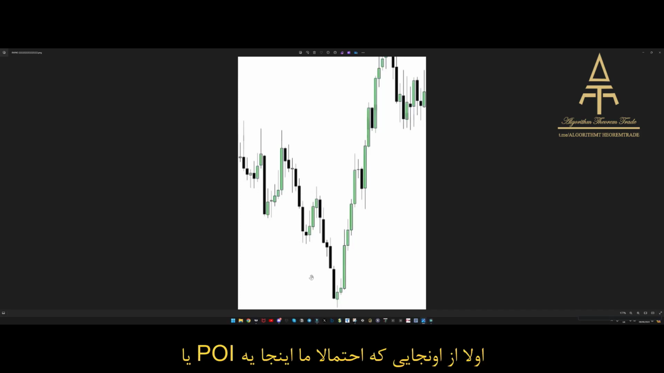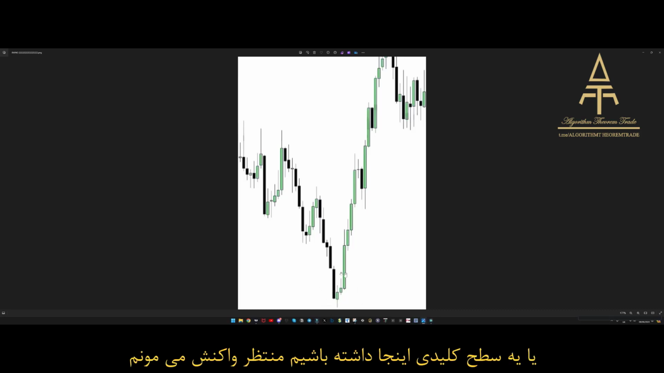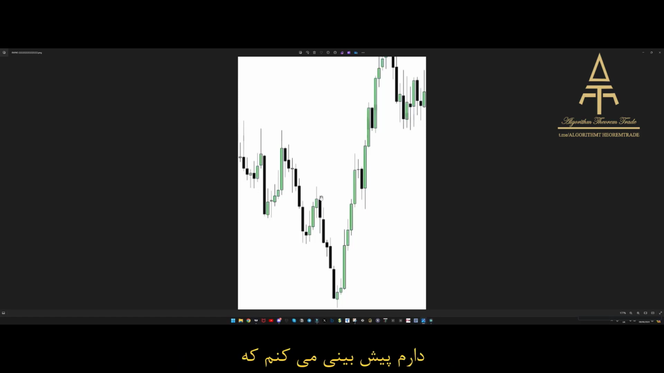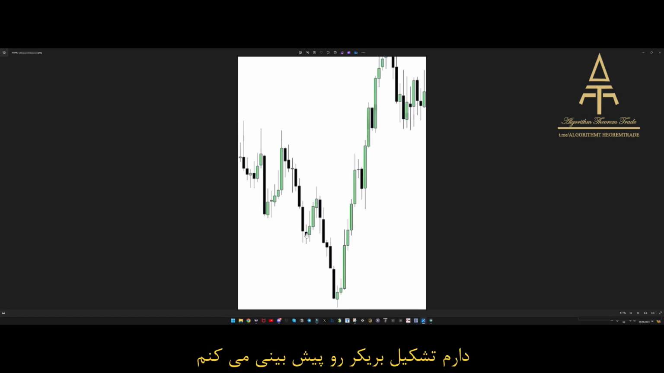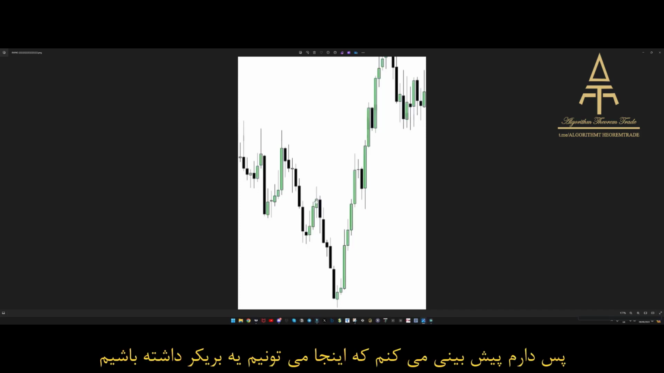Firstly, because I've probably already got, or should have, a POI and a key level marked out down here, I'm waiting for a reaction. I'm already anticipating, right? This is a big thing that some of you guys don't do and you need to start doing. I'm anticipating the breaker. So I'm already anticipating now that this could be a breaker. Okay?